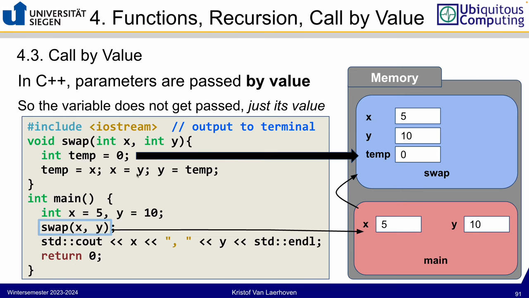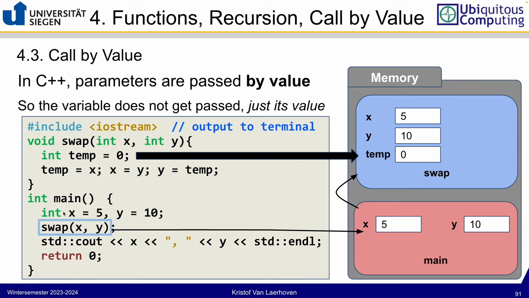x is then given the value of y, so x will be given 10. And then y is given the value of temp again. That was 5, so basically y becomes the value of 5. So if you run this, you would see that the values of x and y do get swapped. So the swap function does work, you would think, right? But it does only happen within the scope of this function. As soon as this function is ended, all of this is deleted, the whole blue block over here, and we go back to our main function. And it means from the point of our main function, our swap functionality does not work.